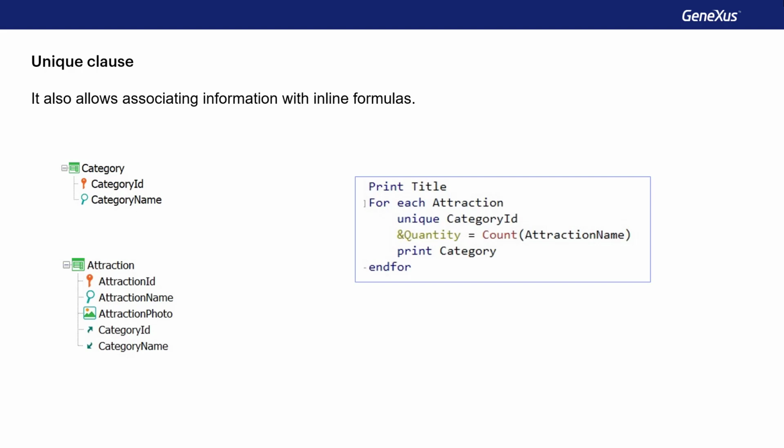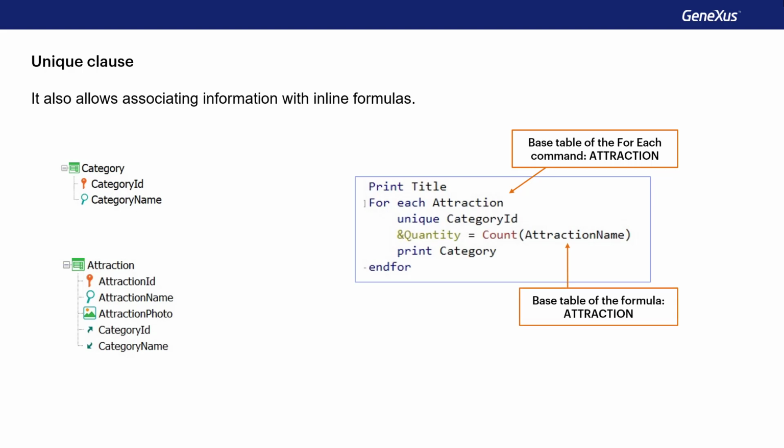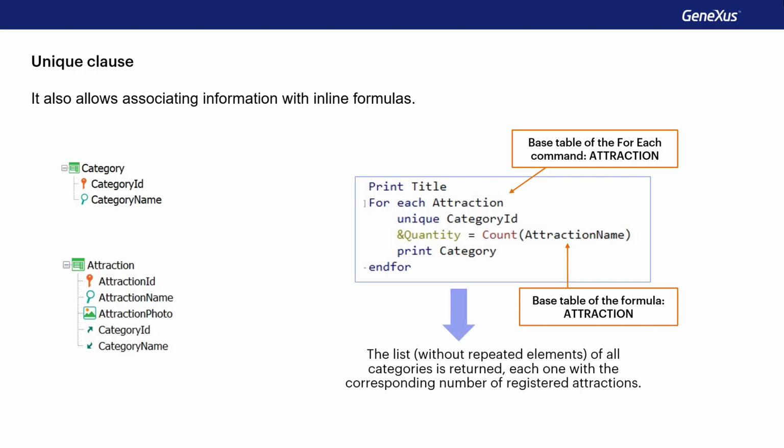In this example, the base table of the for-each command is the same as the base table of the inline formula. Therefore, the count formula will add from the context an implicit condition in its evaluation. It'll count all attractions for the attribute declared in the unique clause. In this case, category ID. In this way, this source will return the list without repetitions of all the categories, each one with its corresponding number of registered tourist attractions.